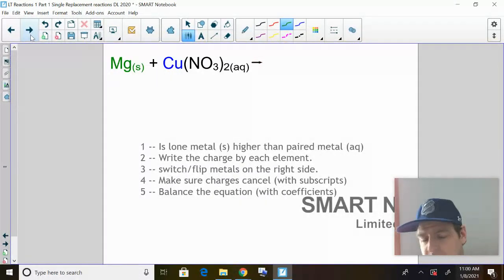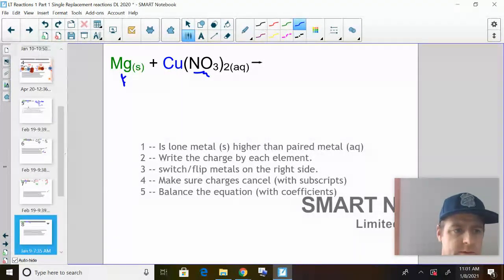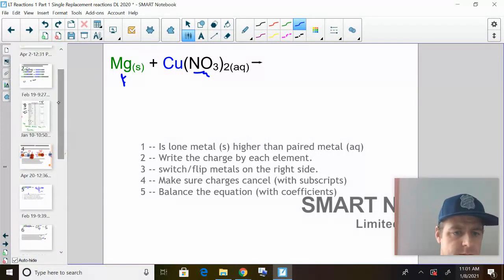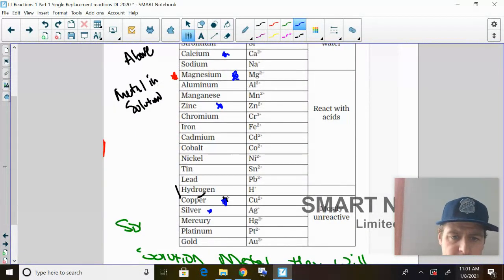All right, so now we have this thing called a polyatomic ion on the back end, which makes things a little bit more interesting. All right, so is the lone metal higher than the paired metal? So is magnesium higher than copper? Let's find out. Magnesium, copper. Okay, so the lone metal is higher than copper. They will switch.